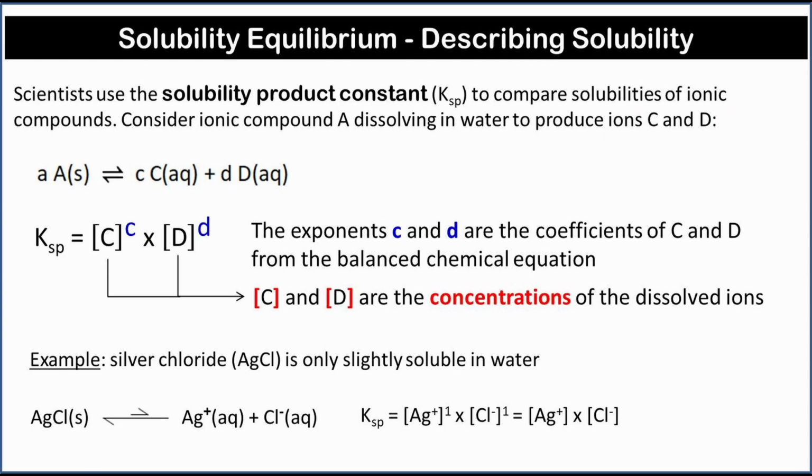Scientists use the solubility product constant to compare solubilities of ionic compounds. Consider ionic compound A dissolving in water to produce ions C and D. The exponents c and d are the coefficients of ion C and ion D from the balanced chemical equation. C and D in brackets are the concentrations of the dissolved ions. As an example, here is the solubility constant for silver chloride, which is only slightly soluble in water.